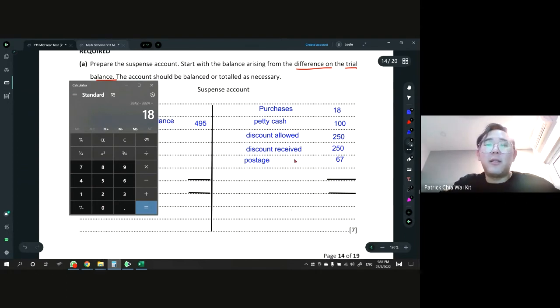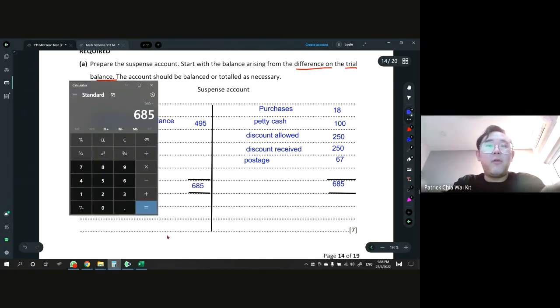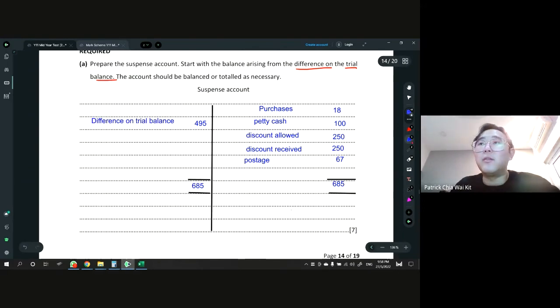So 600. Okay, I think I just put 18 plus 100 plus 250 plus 250, which is 500, then plus 67. Total is 685. All right. So this part here is 685. The other side also 685. And we take 685 minus 495. And we still have 190. Okay, 190. So this happened to be our last thing to find in this account.